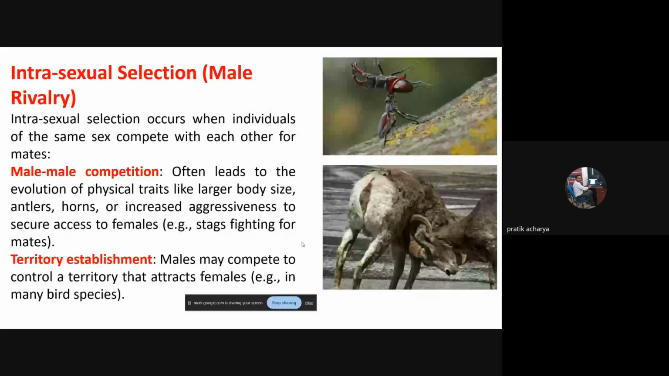Males may compete to control a territory that attracts females. That means certain birds establish their territory, and the establishment of this territory attracts certain female birds for mating purposes, which is also another important part of the study of mating behavior.